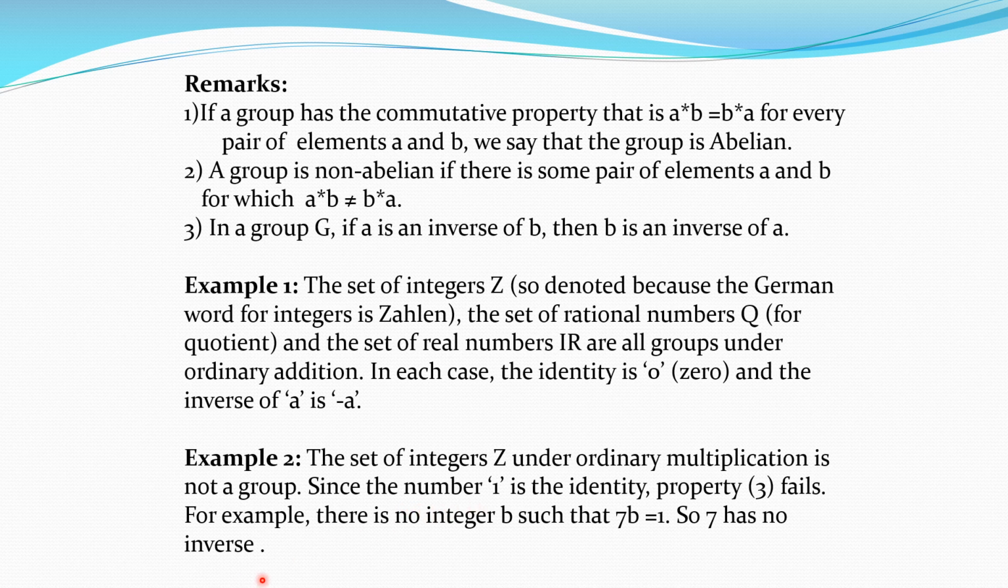But to find its inverse, we need to find some element b such that a into b is equal to 1. Then b will be the inverse of a. But ab equal to 1 gives b equal to 1 upon a, and 1 upon a is not always an integer. For example, if we consider a equal to 7 and its inverse as b, then 7b must be 1. But then b will be 1 by 7, and 1 by 7 is not an integer. So an inverse does not exist for every element of Z with respect to multiplication. So it is not a group.